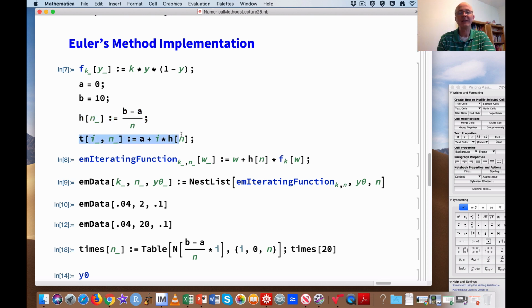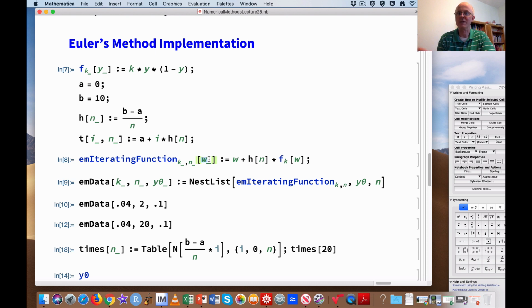This is the way of entering ti as a plus i times h, but notice there's a dependence on both i and n. These two lines here are the keys, okay? On this line, I'm creating what I'm calling an EM iterating function. EM just stands for Euler's method. This is something I'm creating. I'm just calling it this. EM iterating function. K and N are parameters that can change.